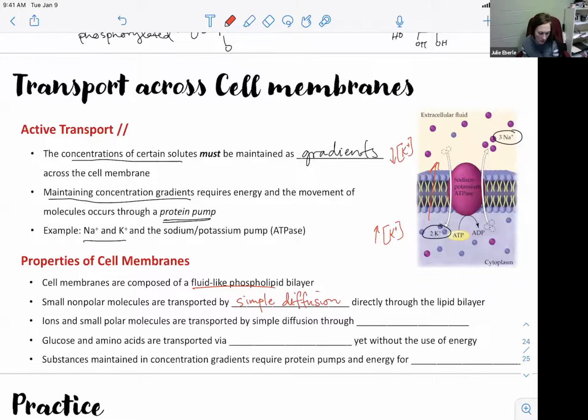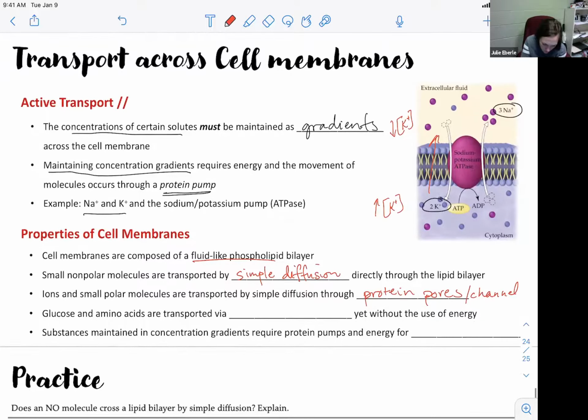Ions and small polar molecules are transported by simple diffusion through protein pores. Okay, these are not pumps. They're just protein channels, or you could call them channels. Protein pores or channels.